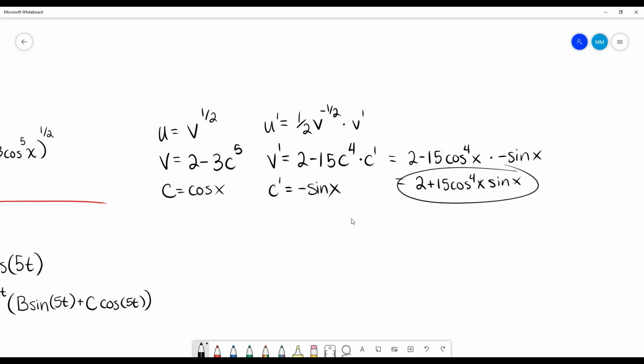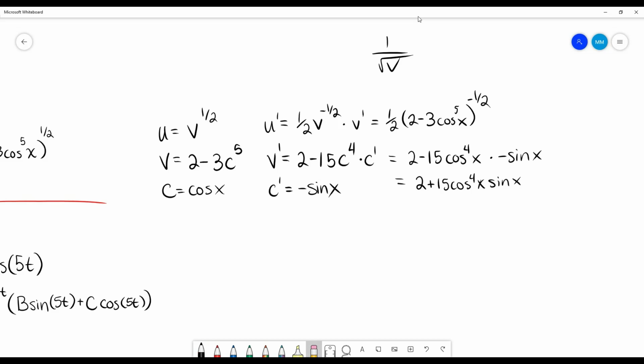And now I plug that in for my derivative of v, so I've got 1/2. My original thing is 2 minus 3 cosine to the 5th of x, all to the negative 1/2, which just means that it would be like that, right? And then times our derivative of our inside, so it's 2 plus 15 cosine 4th of x sine of x, and we can just leave it like that.